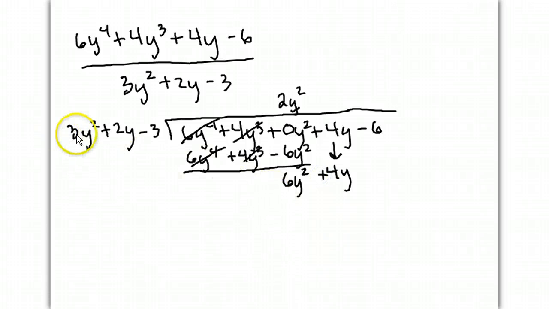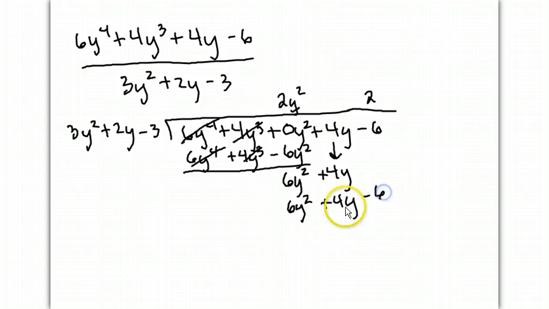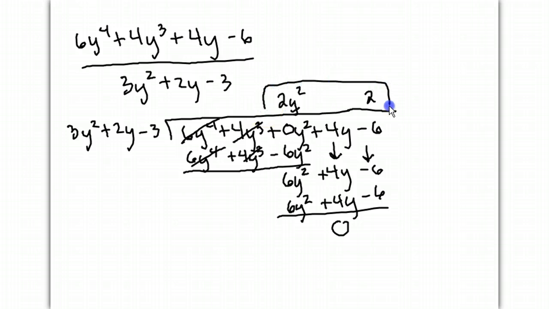So, what times 3y squared will give us a 6y squared? That's just a positive 2. So when we multiply positive 2, we have 6y squared plus 4y minus 6. Because you can bring down the minus 6 also. So when you add all of those together or subtract, the result comes out to 0. The result is 2y squared plus 2.